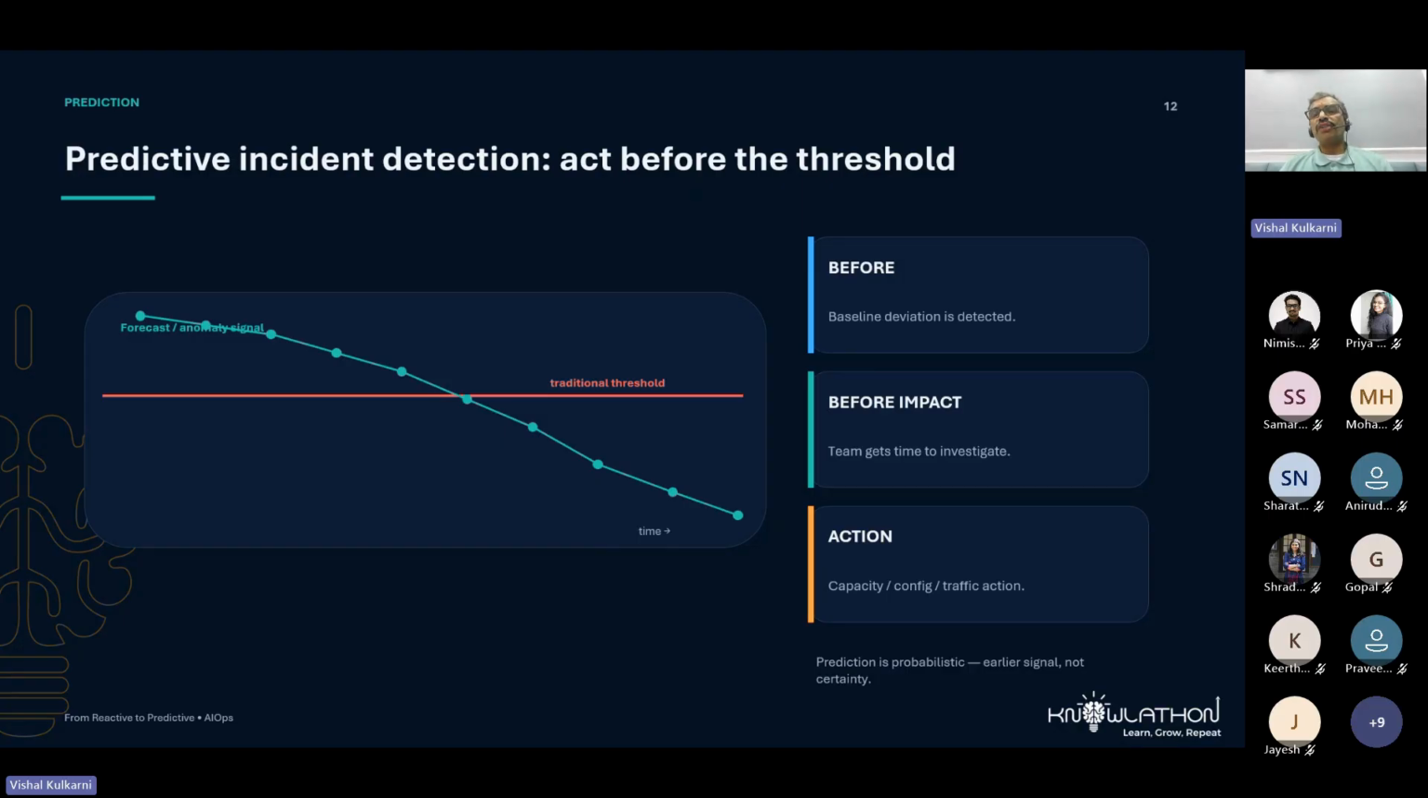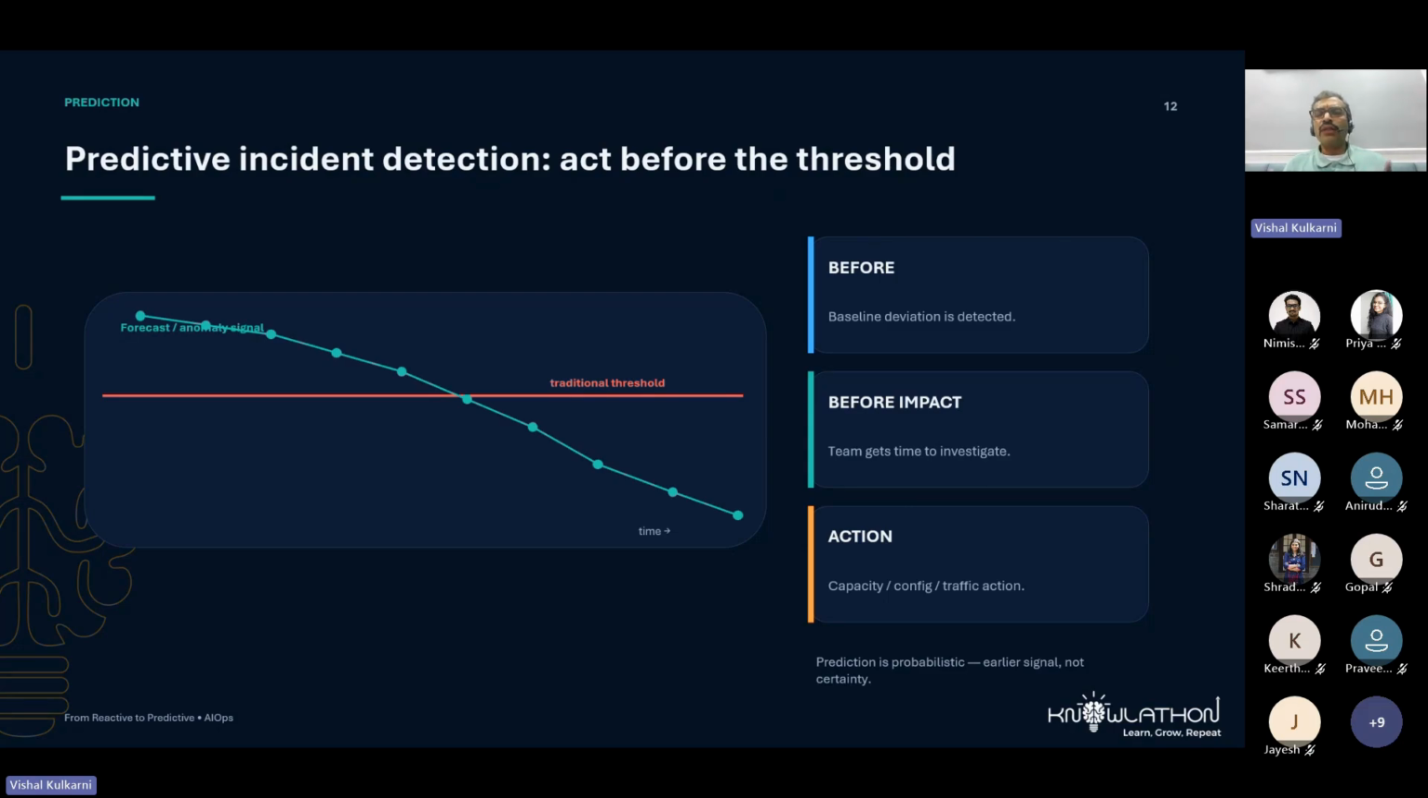Your predictive incident detection: before it hits the threshold and your services and products start showing degradation, your AI can identify it and act, sending a signal to take corrective action before the threshold is hit and the degradation starts showing, right. Earlier signals are a good time to analyze further and make sure that, with the typical data points which exist, we take the corrective actions.